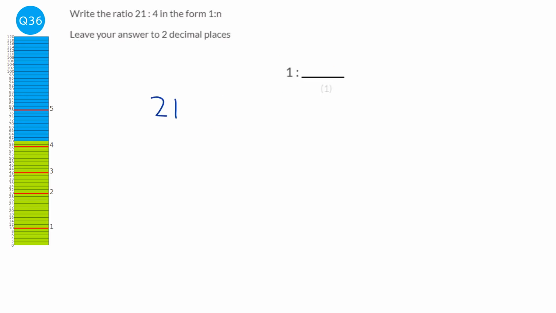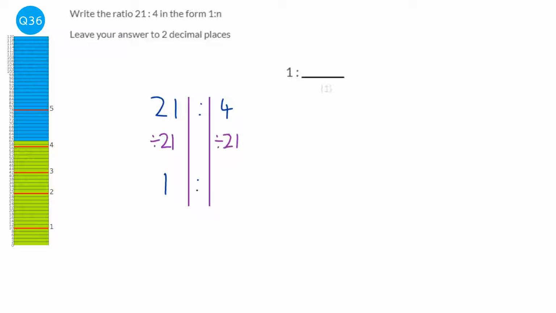So we're given 21 to 4 is the ratio. We're just going to have our lines in, because what we need to do is make the left hand side be 1. Okay. And to do that, for 21 I need to divide it by itself, divide it by 21, and we're going to do the same to the right hand side.